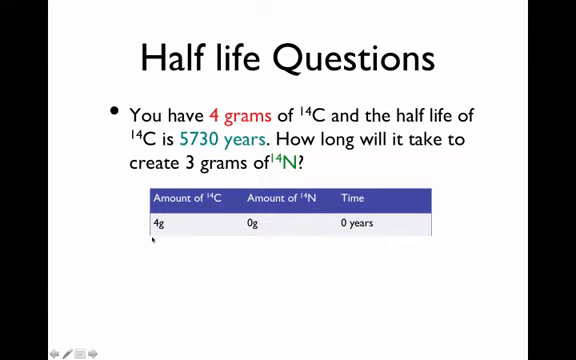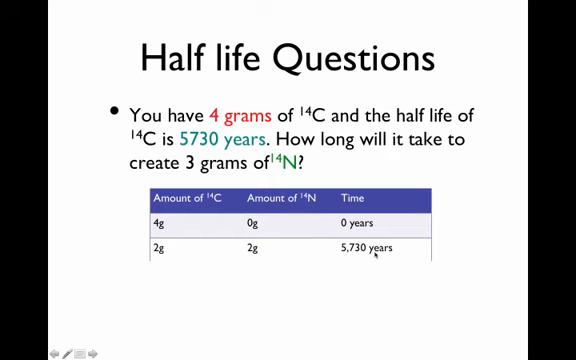Well, I'm going to have half of what I started with, and half of 4 is 2. So after 5,730 years, I'm going to have 2 grams of carbon-14 left over. The 2 grams that decayed will have turned into nitrogen-14. So I will have gone from 0 grams of nitrogen-14 to 2 grams of nitrogen-14. So just to summarize, after 5,730 years, I'm going to have 2 grams of carbon-14, 2 grams of nitrogen-14.